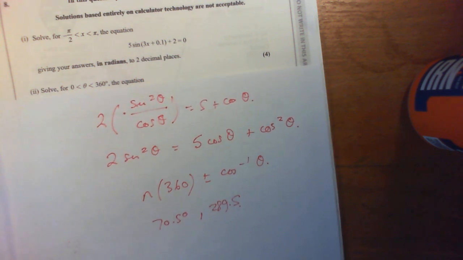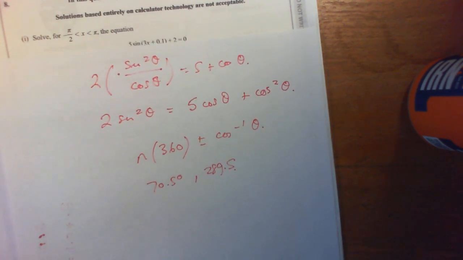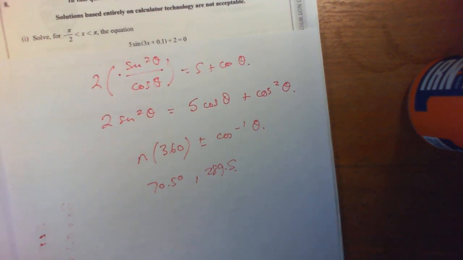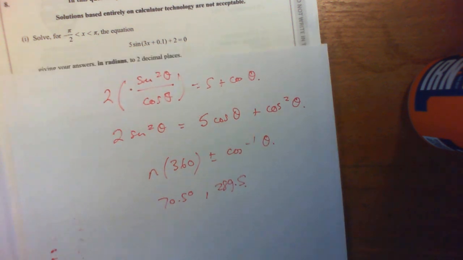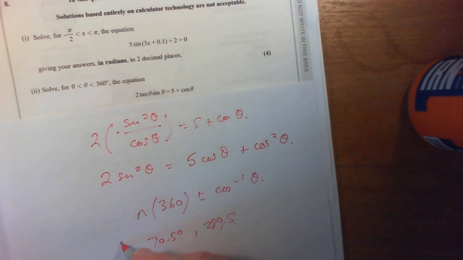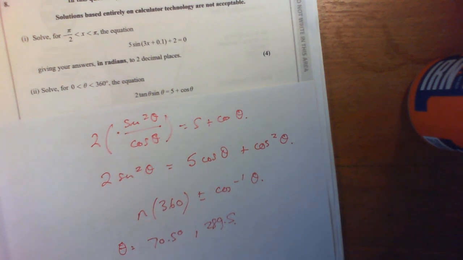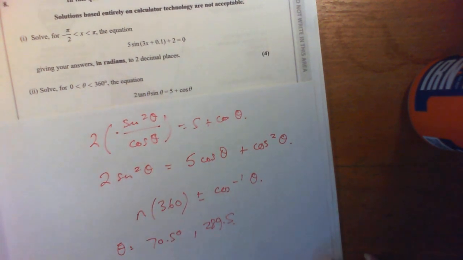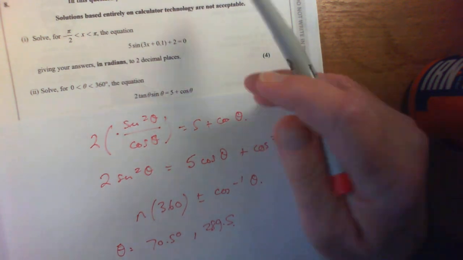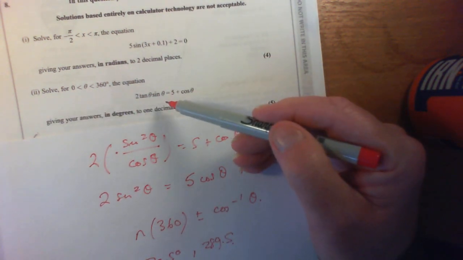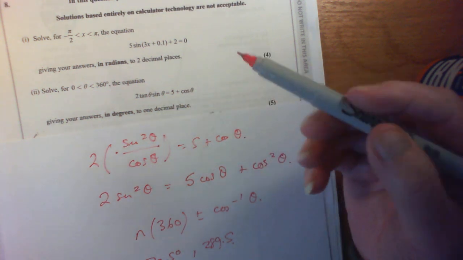Again, although it might seem obvious to some people, quite a few candidates did not seem to realise that this answer would have two values. Between 0 and 360, an equation will always have two values. If you're dealing with 2 theta, then you might expect 4 values, and so on and so on.